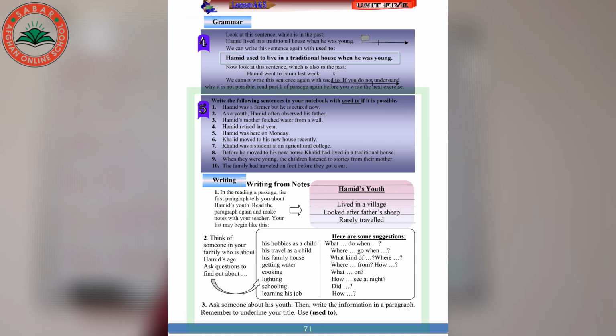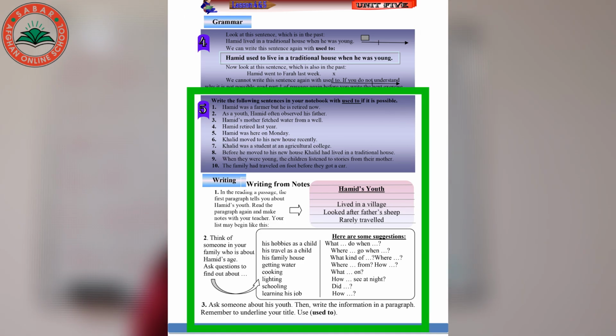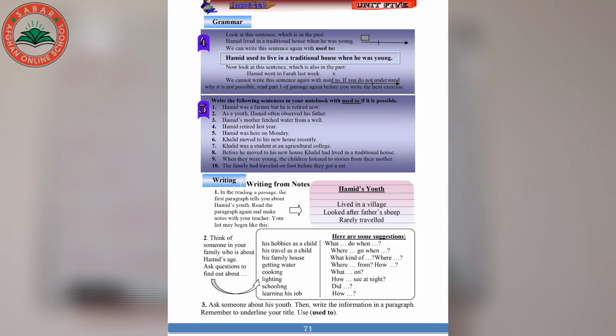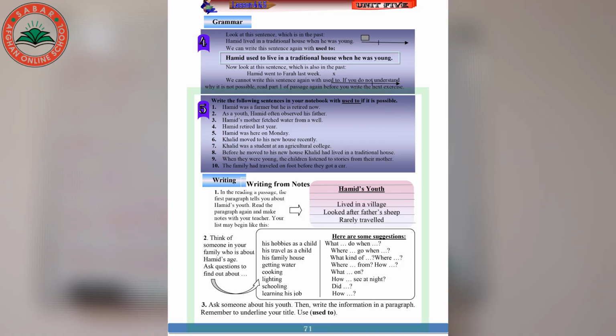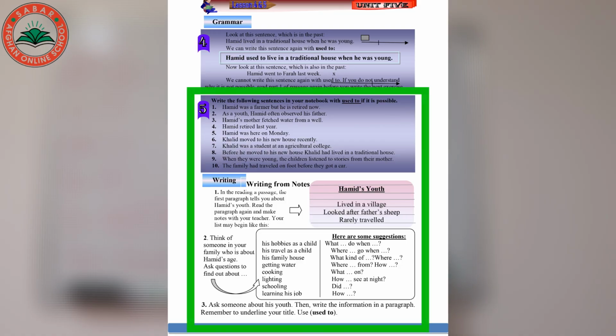Let's go to section 5. Write the following sentences in your notebook with used to if it's possible. Let's see which ones are possible and which are not.